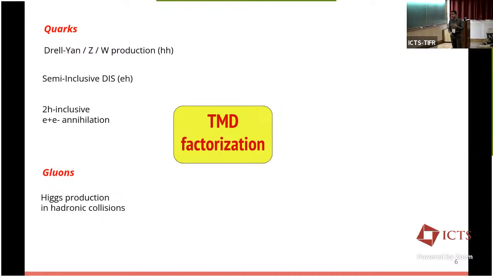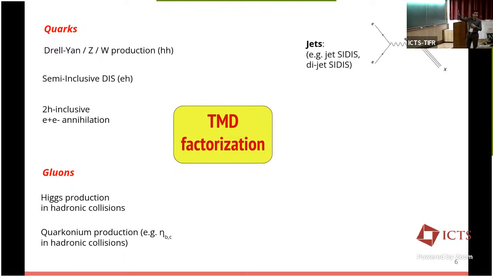There are TMD factorization theorems also for gluon TMDs. So there are some observables like Higgs production in hadronic collisions or quarkonium production, pseudo-scalar quarkonium production, for example, eta B or C in hadronic collisions. For those, especially for the quarkonium case, the factorization for this kind of processes is not completely well established, I would say. The answer depends on who you ask. But for sure, there is a lot of effort going on in this direction from the point of view of effective field theories, like in the SCET community.